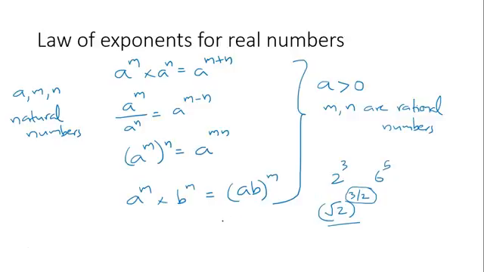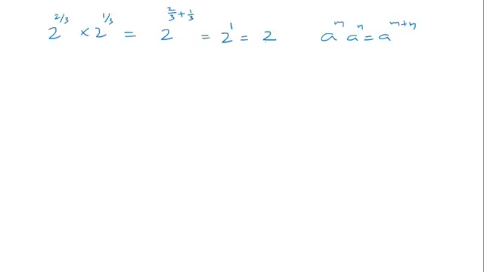Let's work out a few example problems for laws of exponents. If you want to compute 2 raised to 2 by 3 into 2 raised to 1 by 3, here you need to use this formula, a raised to m into a raised to n is a raised to m plus n. So here it's 2 raised to (2 by 3 plus 1 by 3), which is 2 raised to 1. So the answer is 2.